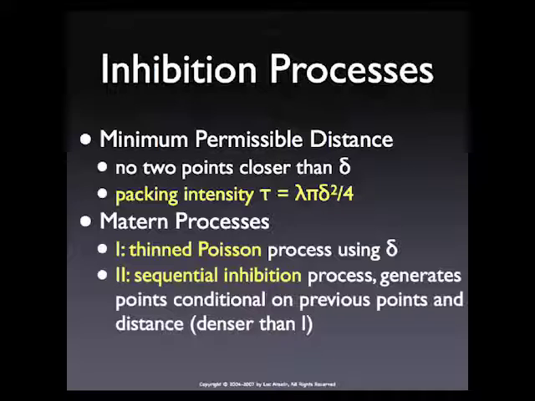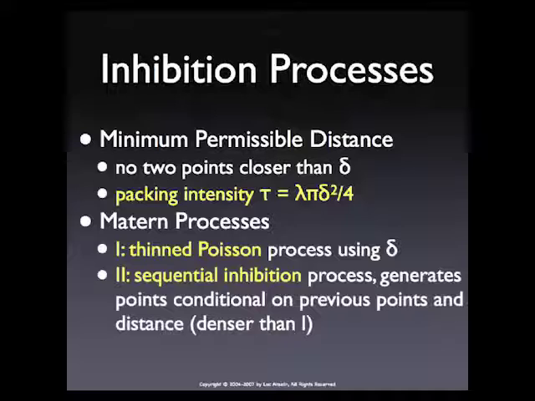Process number 1 is simply a thinned Poisson process where, as I described earlier, you start with complete spatial randomness and you start putting disks around points and kicking out the points that are in the disk. And that gives us a thinned process that will be more evenly spaced out than it would be randomly.